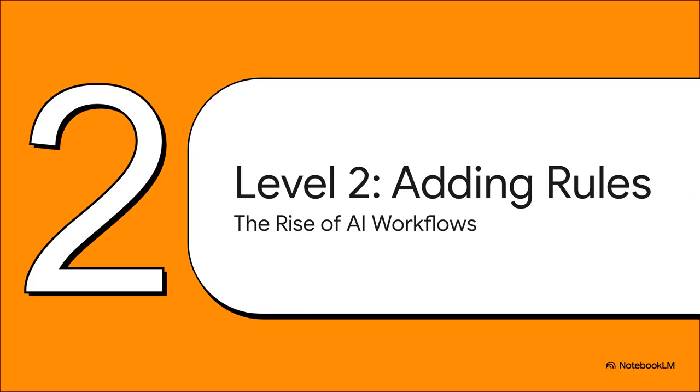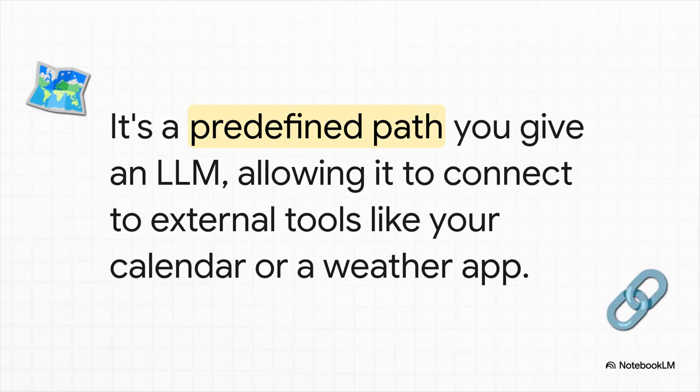Okay, so how do we get around those limitations? Well, that brings us to level 2. We can start giving the LLM a set of rules, kind of like a to-do list. And this is where we get into something called AI workflows. Think of an AI workflow as a recipe. You're the chef, and you're telling the LLM the exact steps to follow.